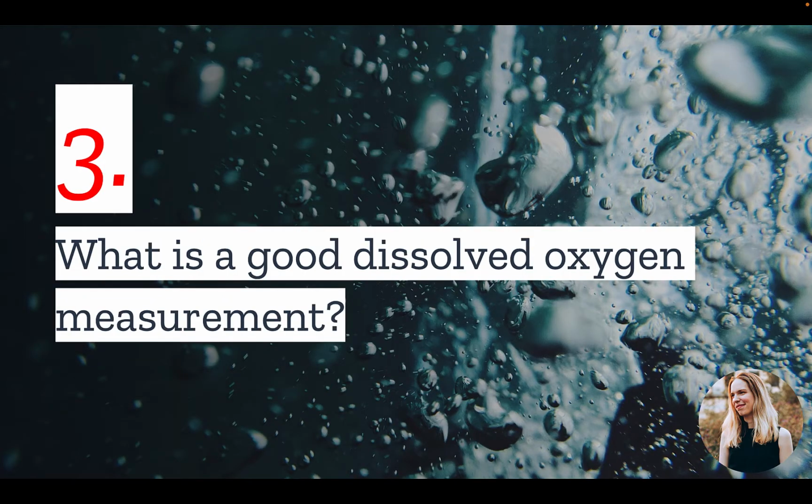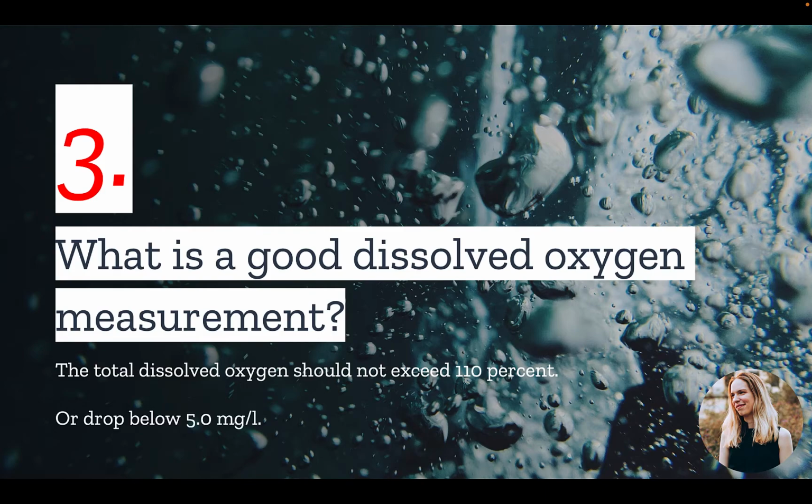Number 3. What is a good dissolved oxygen measurement? As a rule of thumb, the total dissolved oxygen concentrations in water should not exceed 110%. On the other end of the spectrum, dissolved oxygen levels in the water should not drop below 5 milligrams per liter, or aquatic life will be under stress. Concentrations even lower than this will result in large fish kills.